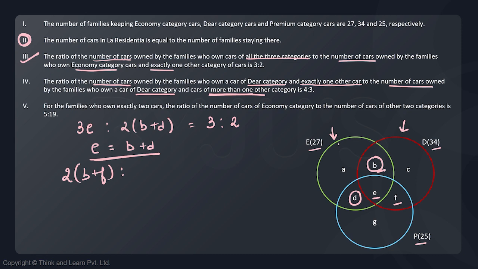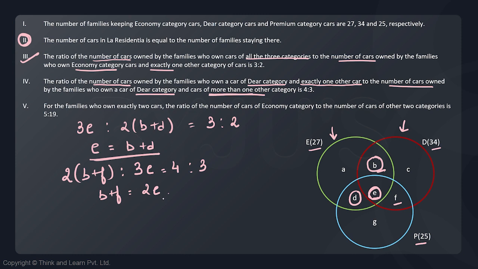And when I said dear and at least two more, it is only one area, that is E. A family having dear category car and at least two more cars. That means they are having all the three cars. There is E. So the number of cars with these is 3E. This is given to us as 4 is to 3. Once again, when I write them in the form of fractions, 2 will cancel out at 2, 3 will cancel out straight away, and I will have B plus F is equal to twice of E.